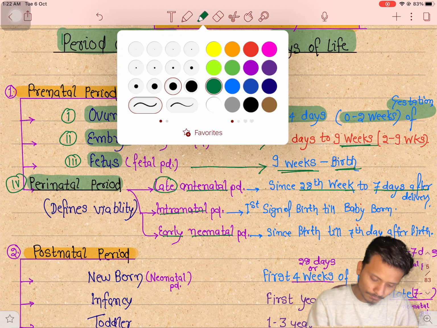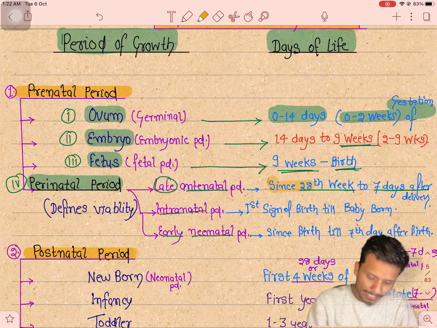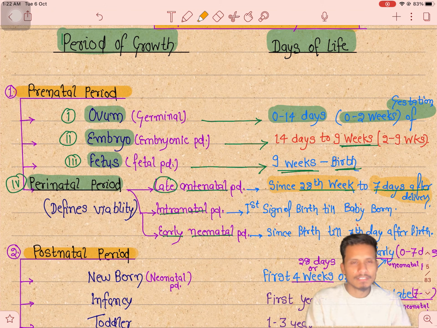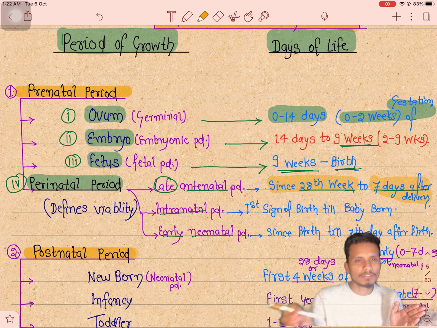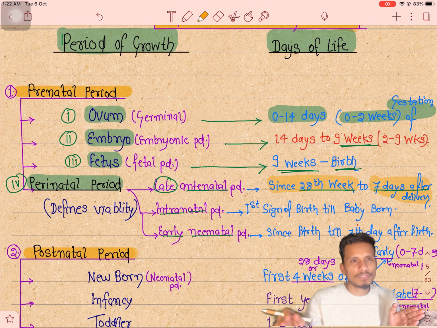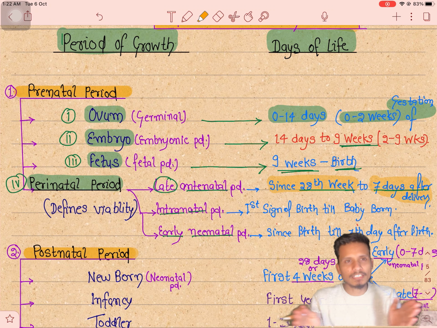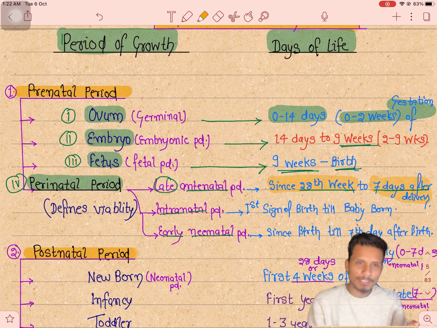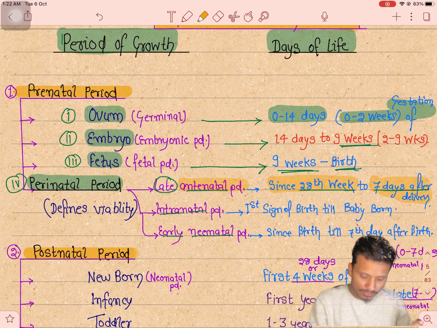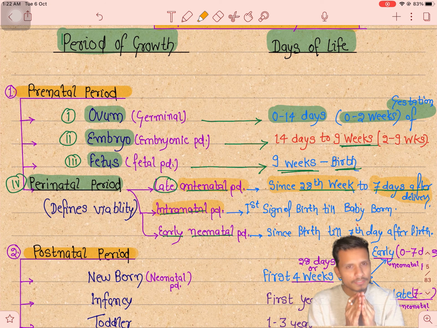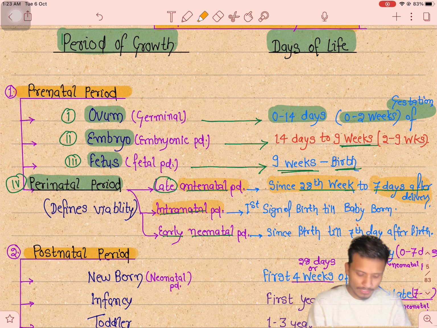We can see here, from the 28th week to the 7th day after the delivery. It means from the 28th week during development till the 7th day after the delivery, after the gestational period. All this period is included inside the perinatal condition. Inside the perinatal, this is basically the late antenatal condition. Next one is the intranatal condition. What is the intranatal condition? It is the first sign after the birth of the baby.